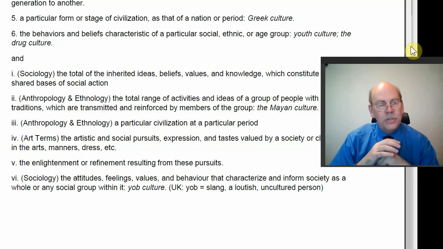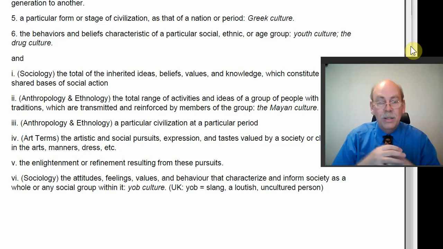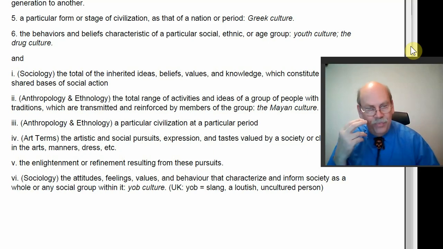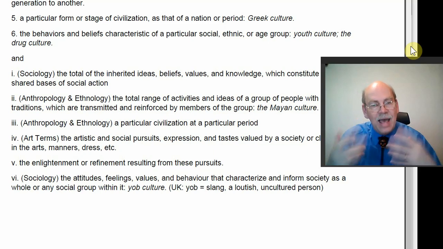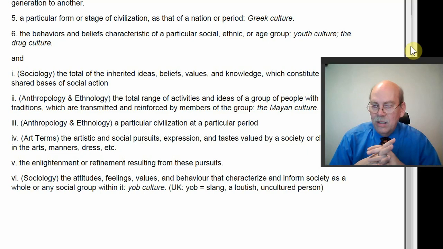Number six, the last one, sociology. The attitudes, feelings, values, and behavior that characterize, that is, are typical of the society, and inform society, tell society what's good or bad, as a whole or any social group within it. Okay, so the feelings, the attitudes, the values, and behavior that we think of when we think of a culture, a society, a group of people.